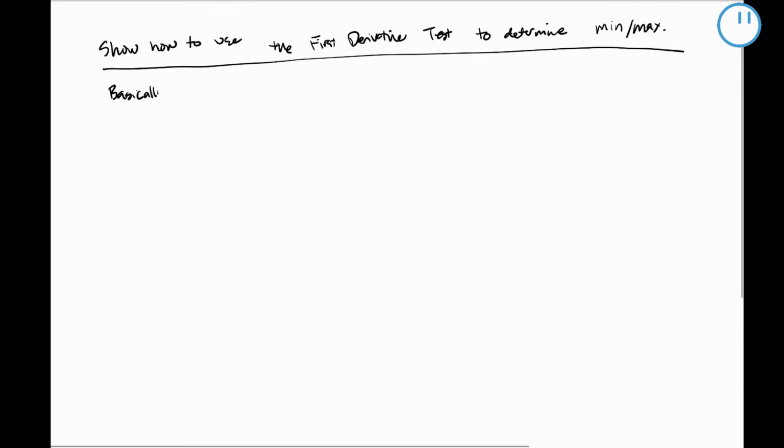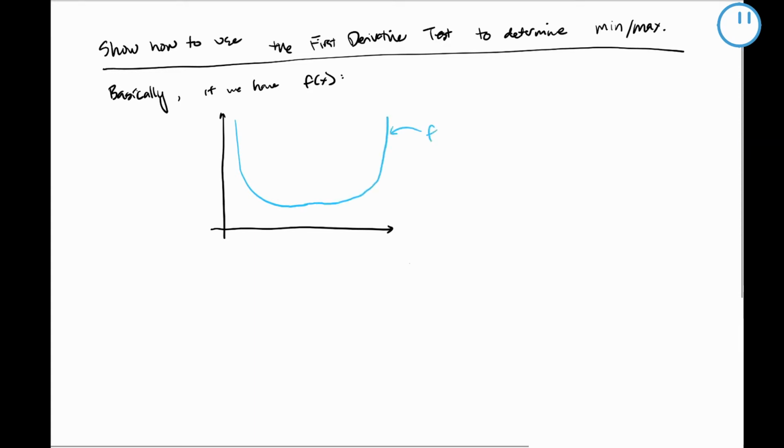Basically, if you have a function f of x, and we draw f of x like this. So here's my graph axes, and my function f of x is going to look something like this. This is my function f of x.